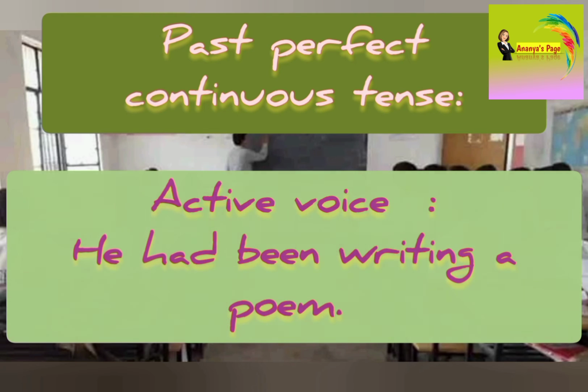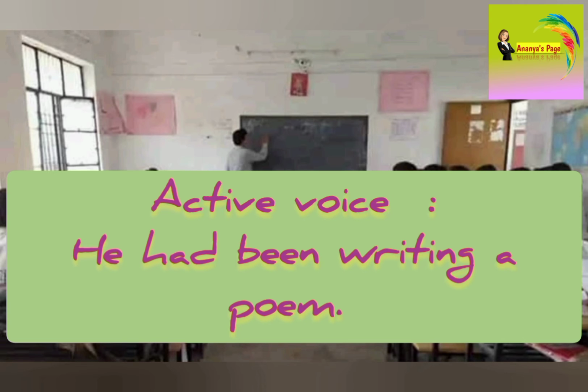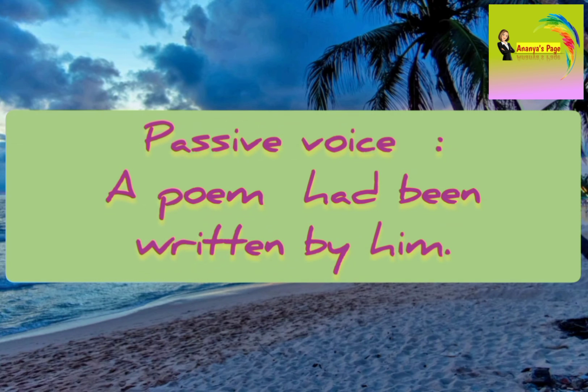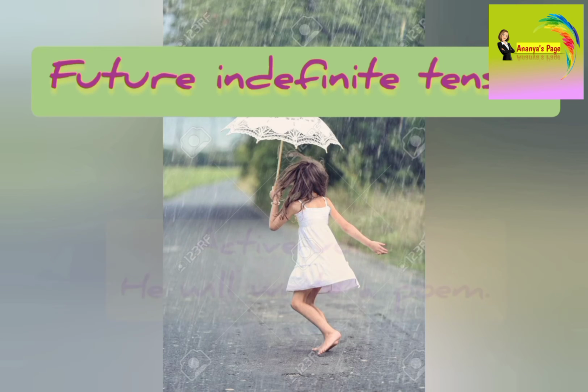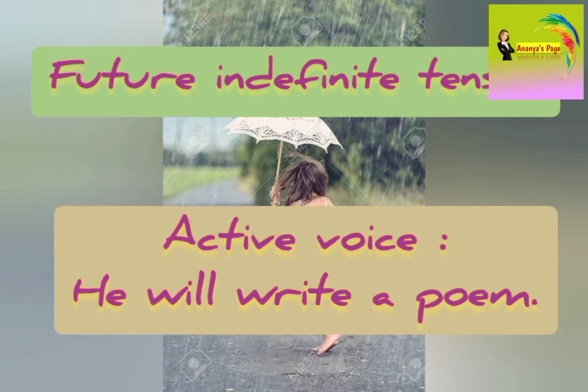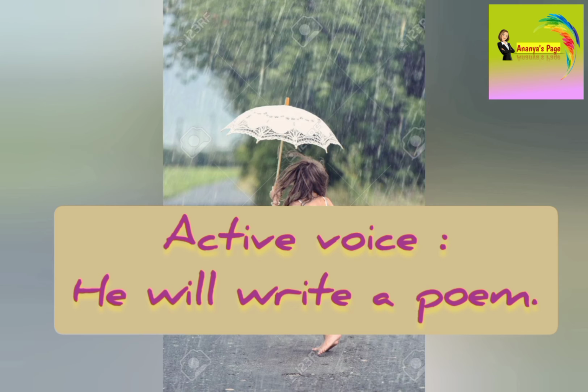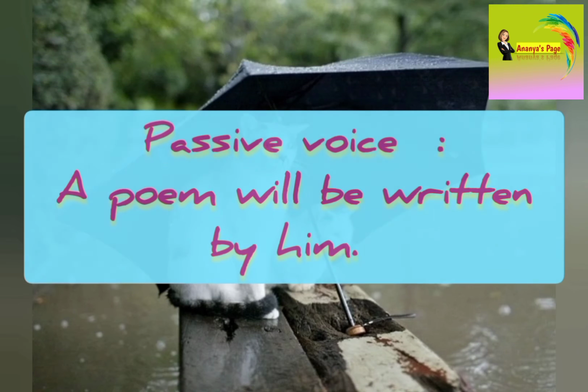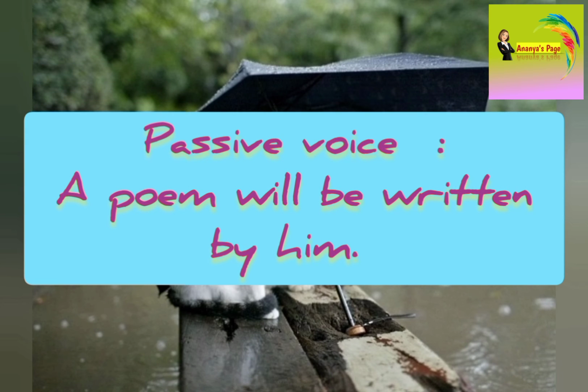Now for the past perfect continuous tense, active voice: he had been writing a poem. And for the passive voice: a poem had been written by him. Now for the future indefinite tense, active voice: he will write a poem. And for passive voice: a poem will be written by him.